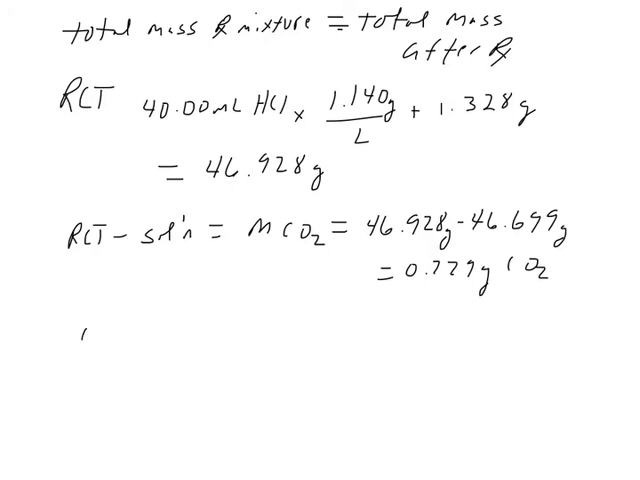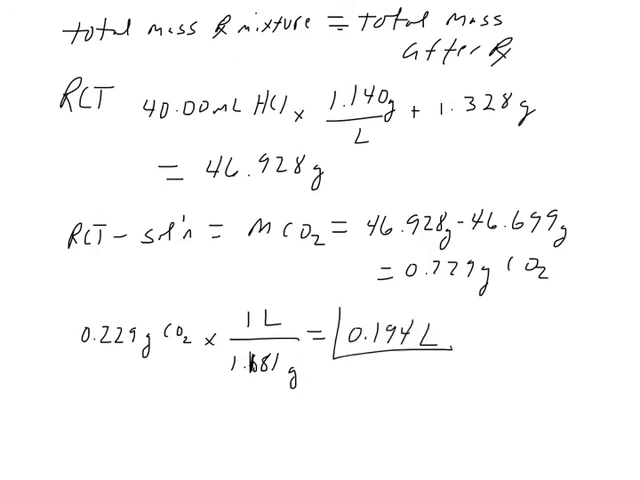Now I'm going to take my 0.229 grams of CO2 and I'm going to multiply by the density. Or actually, divide by the density. So 1 liter, because I want liters, the volume of the CO2, 1 liter of CO2 is 1.81 grams. So dividing by the density there, I get 0.194 liters. So when you take a Tums tablet and put it into acid, it's going to release 0.194 liters of CO2.